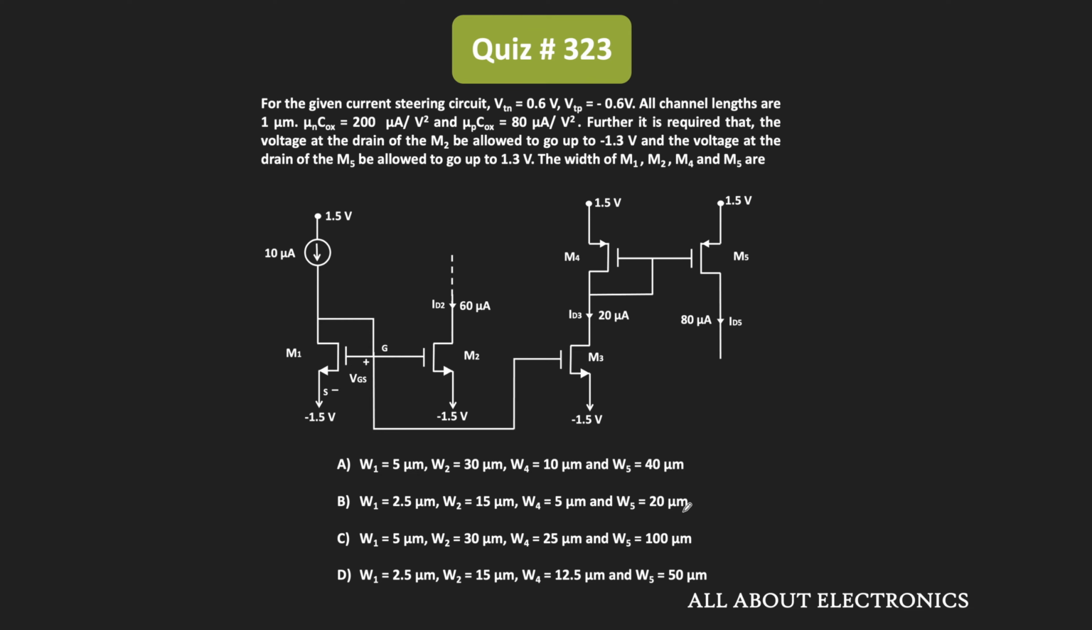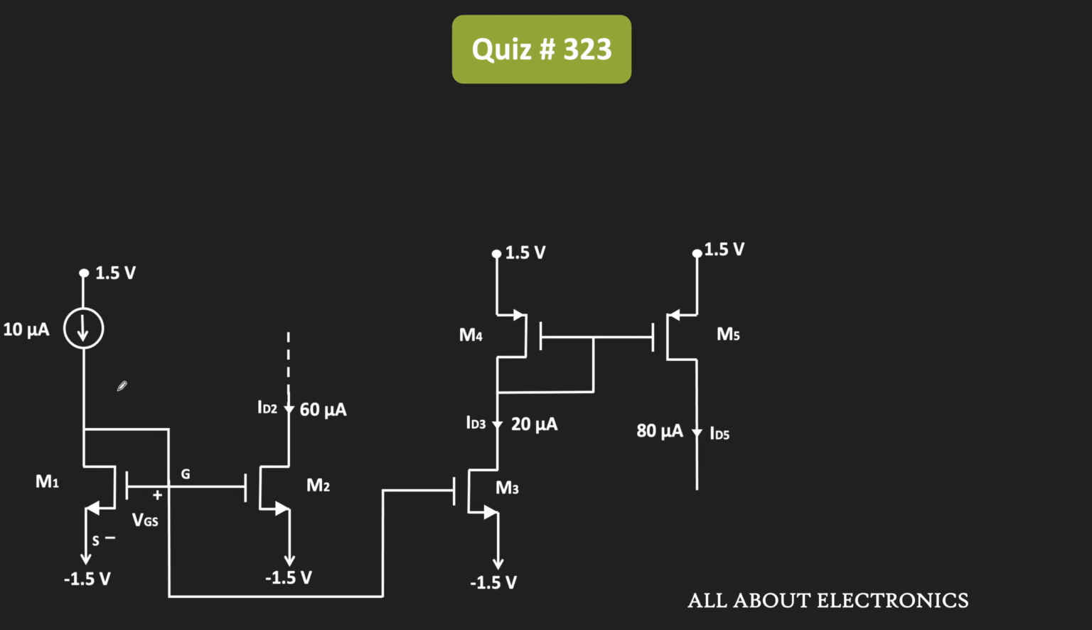So in this question, we have been given this current mirror circuit, and for the given circuit, we have been given some device parameters. We have been asked to find the width of these MOSFETs M1, M2, M4 and M5. For the given circuit, the reference current is equal to 10 microampere. And first of all, let us find the width of this transistor M1.